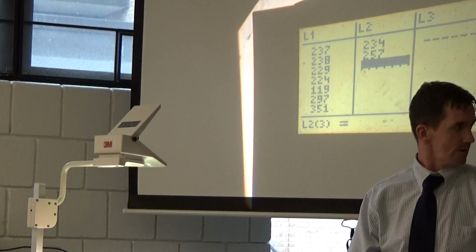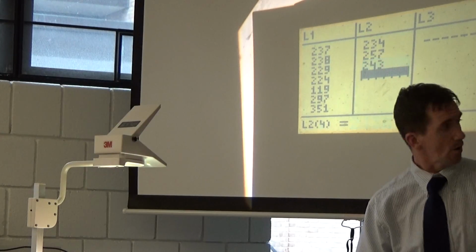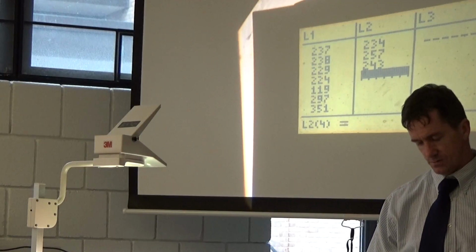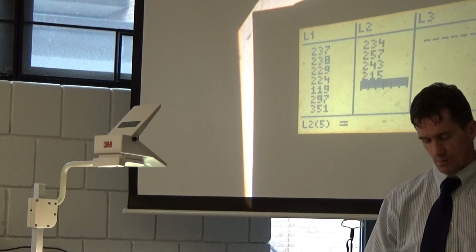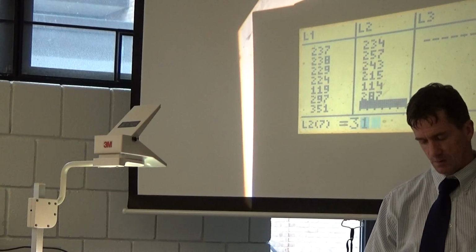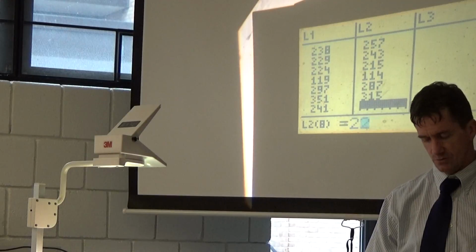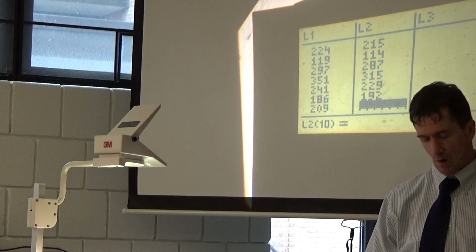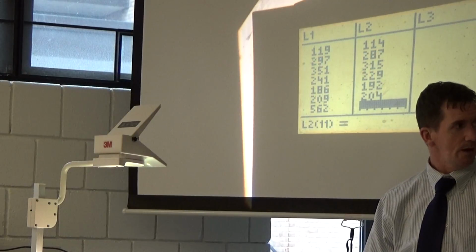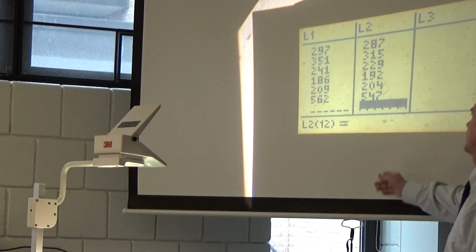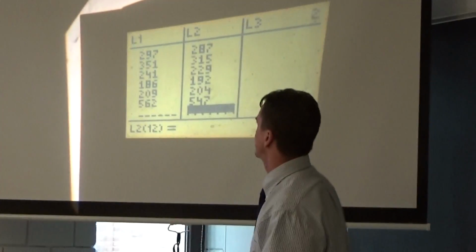Don't sort anything. Enter these in order because they are paired up. 243, 215, 114, 287, 315, 229, 192, 204, 547. And you can see there's 547 compared with that 562.